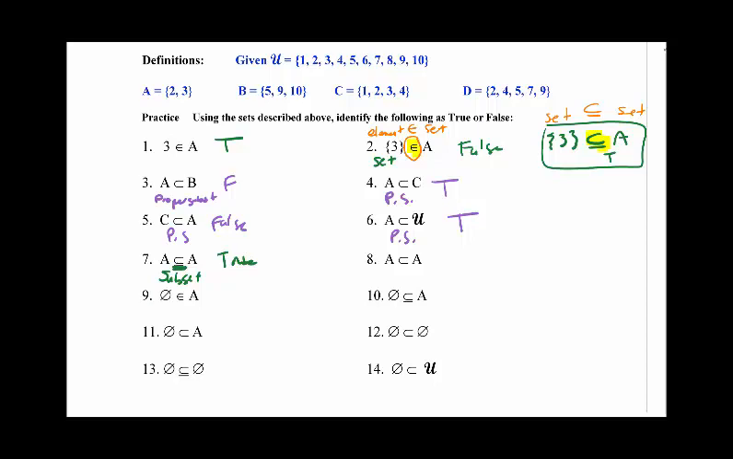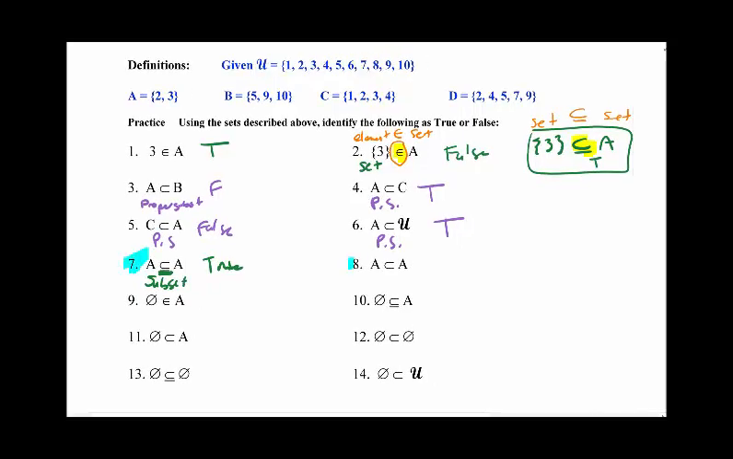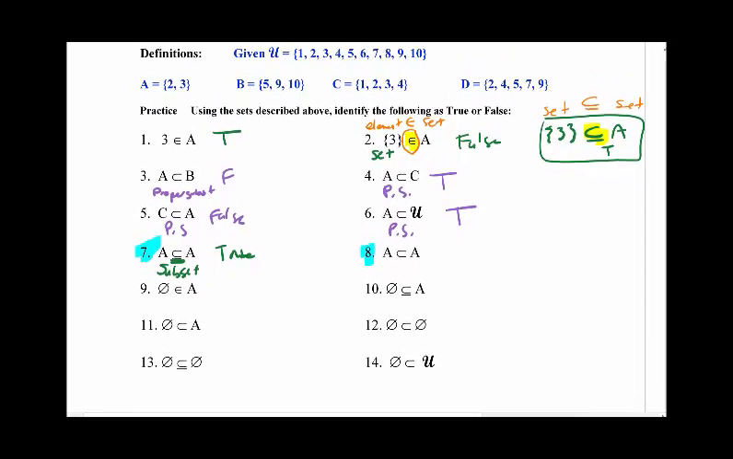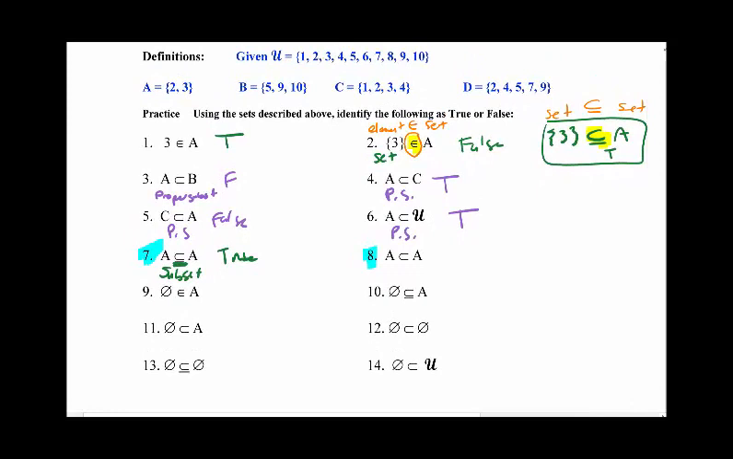Good one to distinguish between, again, showing that it's easy to misread something quickly. If we look at number 7 and 8, number 7 was a subset. Number 8 is a proper subset, which means can't be equal. A equals A, so this one right off the bat is not a proper subset. It is a subset, not a proper subset.